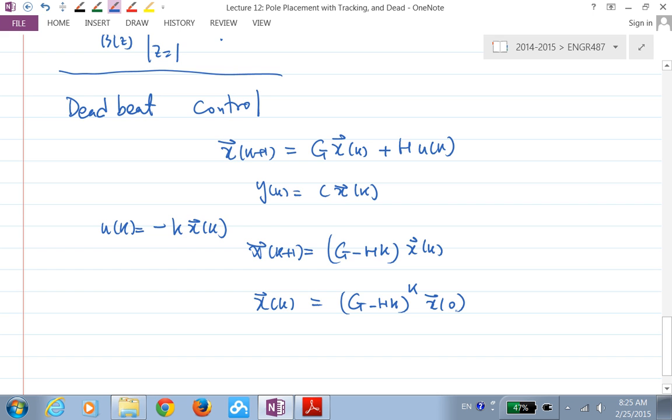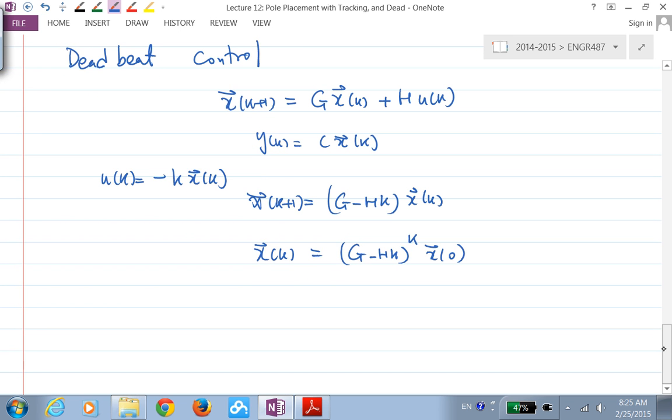Without the rigorous proof, one very extreme pole placement situation is if we can pick the k value such that the eigenvalues, which basically means the poles, are at the origin.